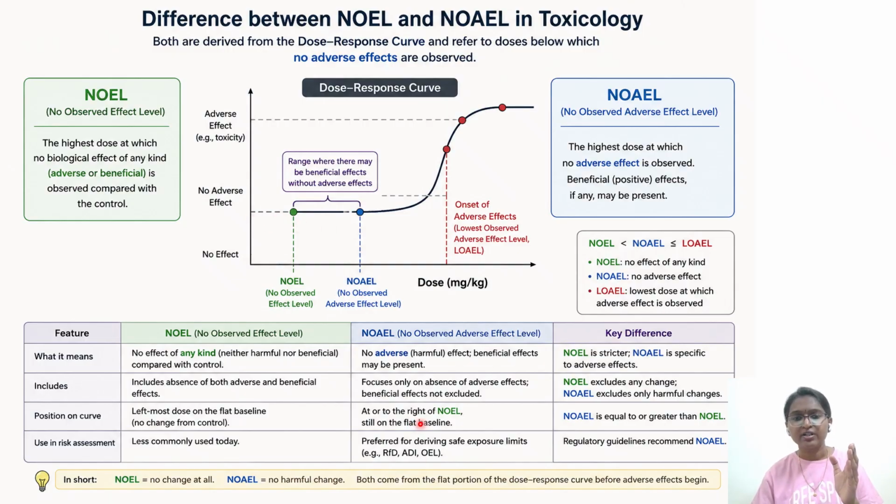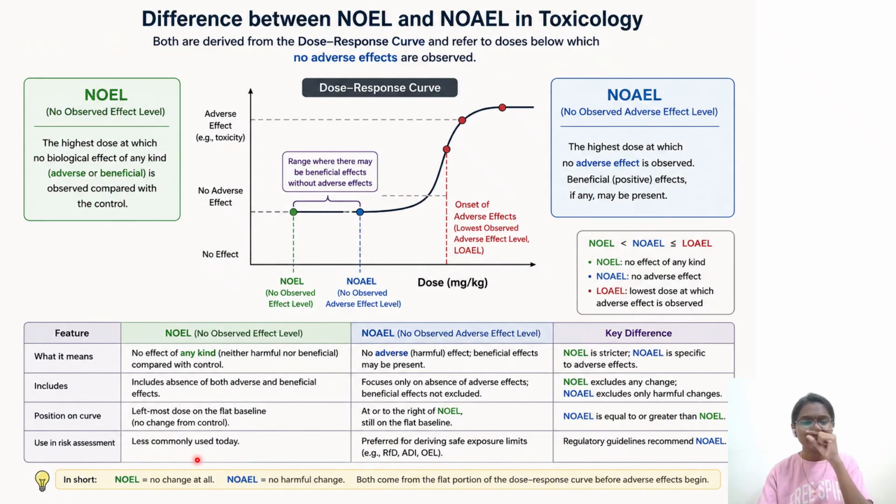And on the right, NOAEL is still on the flat baseline, and NOEL is equal to or greater than. This is the important thing that you have to remember. Certain times when you do the literature search, you'll come across NOEL equal to or greater than. So you have to be very careful what you're seeing. Those symbols are also very, very important.